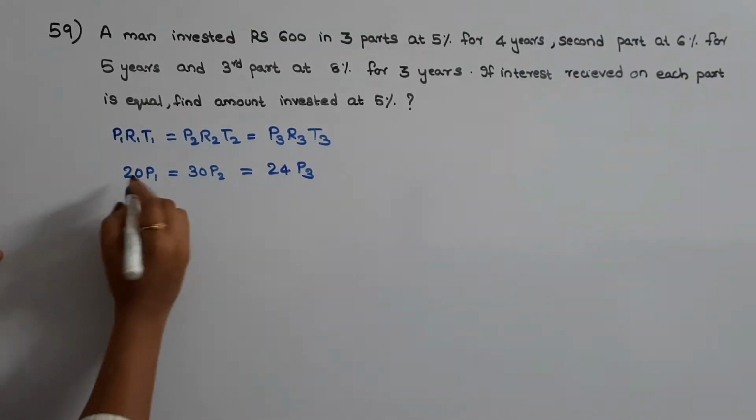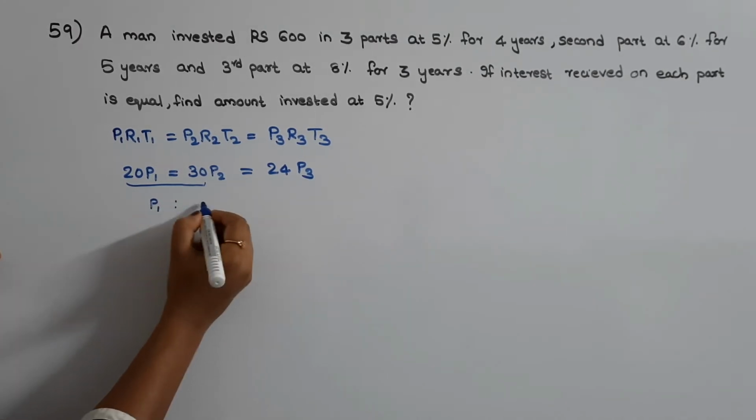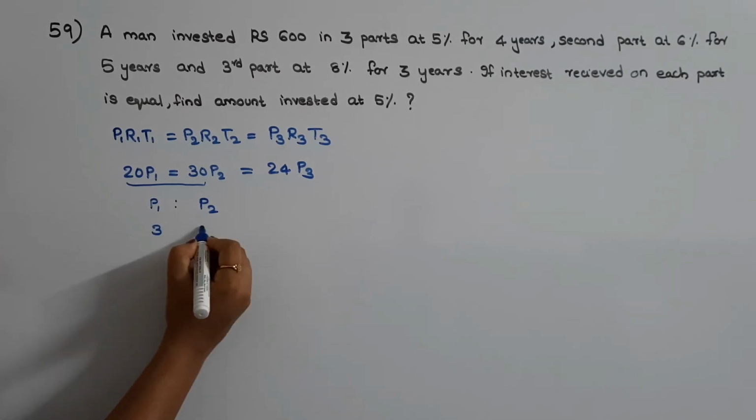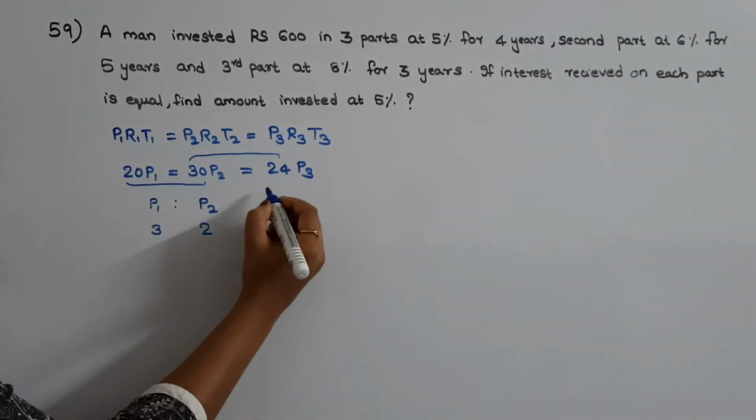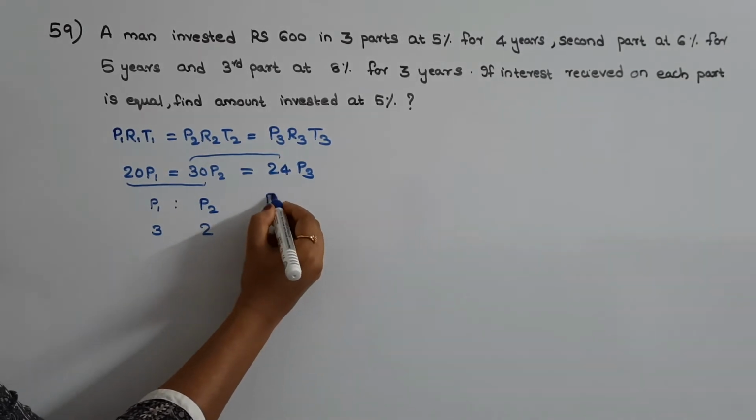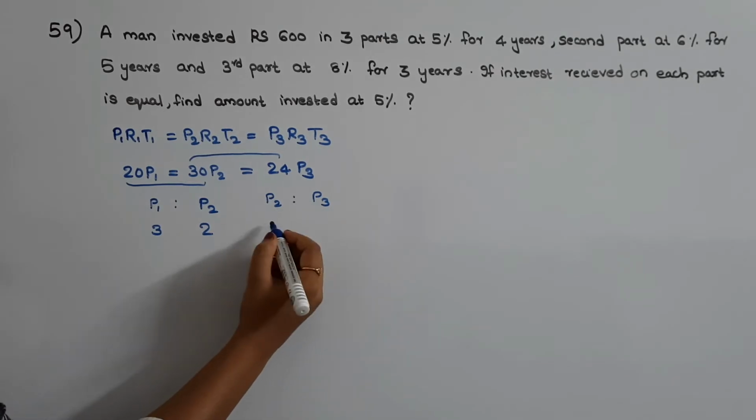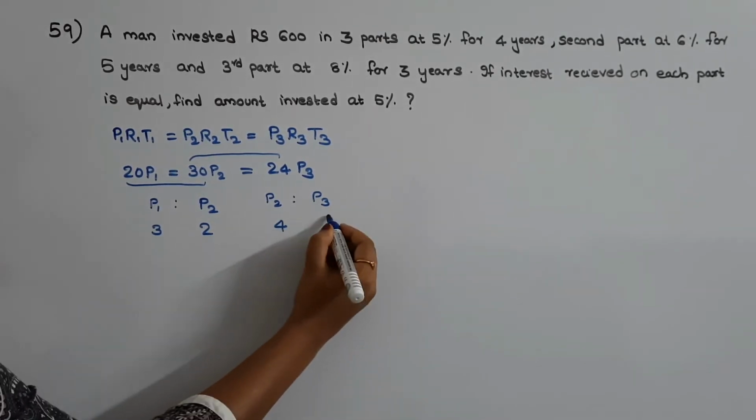Now first consider these two parts. On considering these two parts, we will get the ratio of P1 is to P2, that is 30 by 20, which is equal to 3 is to 2. Now consider these two parts. On considering these two parts, we will get the ratio of P2 and P3. P2 is to P3 will be equal to 24 is to 30, that is 4 is to 5.